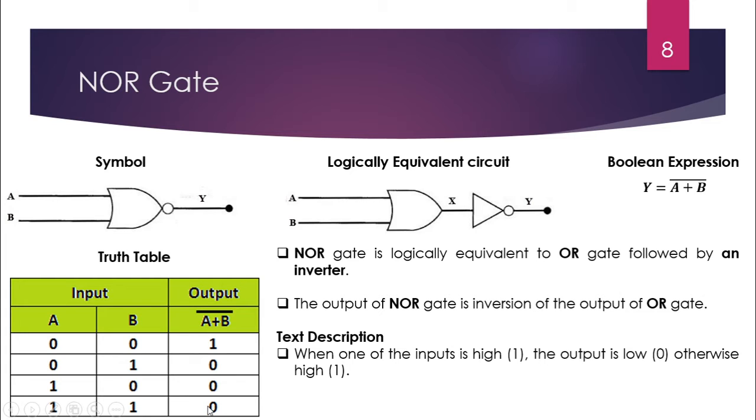The text description for NOR gate is when one of the input is high, output is low. Otherwise, high.